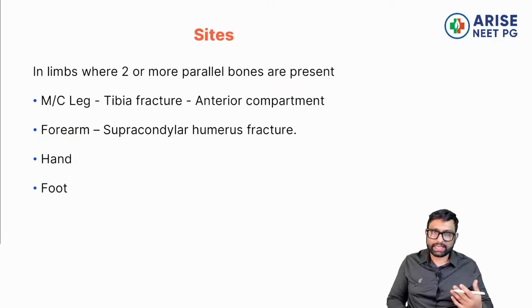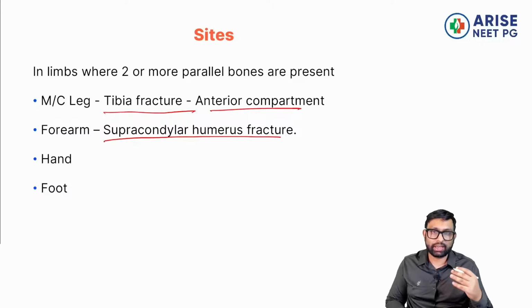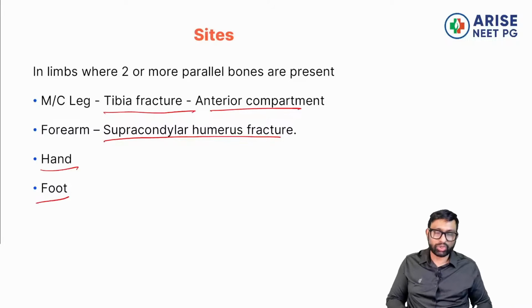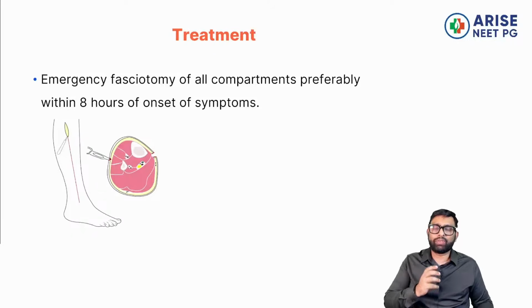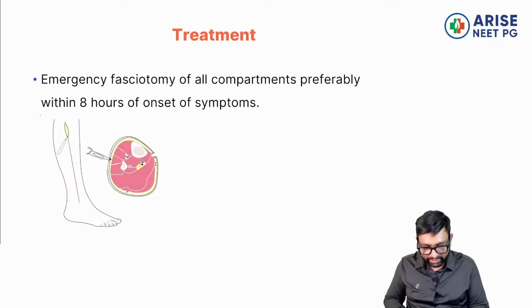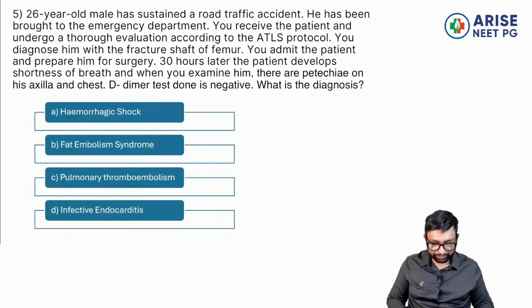Which sites is compartment syndrome seen in? Most commonly it is tibia fracture, anterior compartment in children, and in the forearm it is supracondylar humerus fracture resulting in flexor compartment syndrome. In the hands and feet also compartment syndrome can be present. Treatment is known to everyone. We have to do an emergency fasciotomy within 8 hours, because after 8 hours everything becomes irreversible. So within 8 hours, emergency fasciotomy of all compartments has to be done. So that is the answer, compartment syndrome.